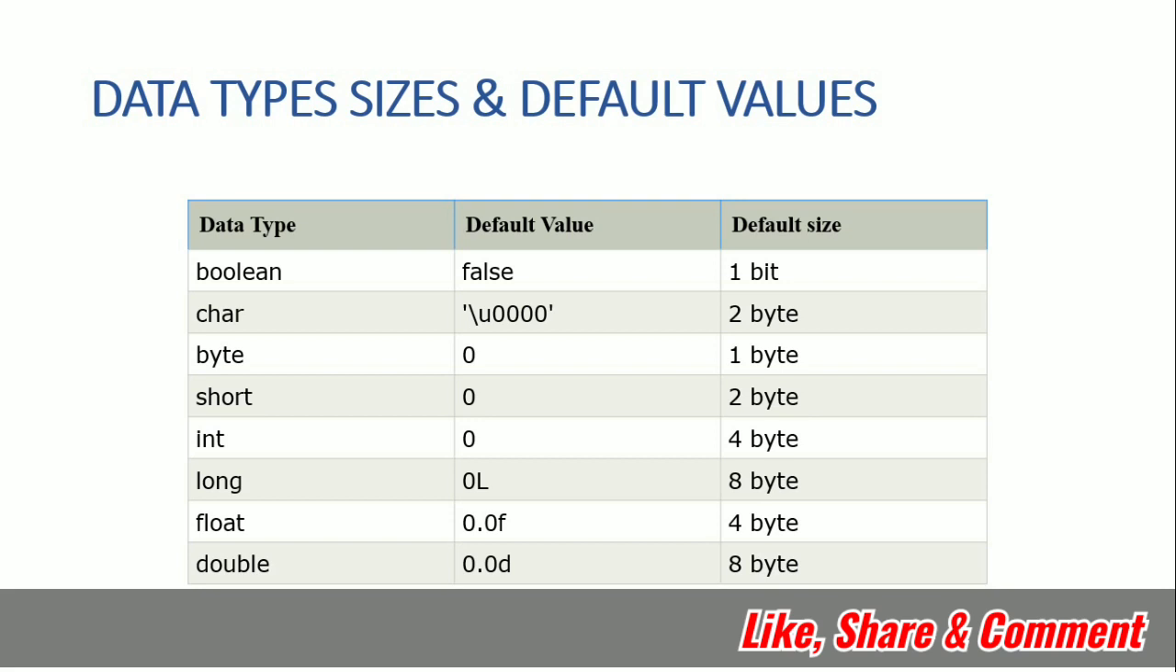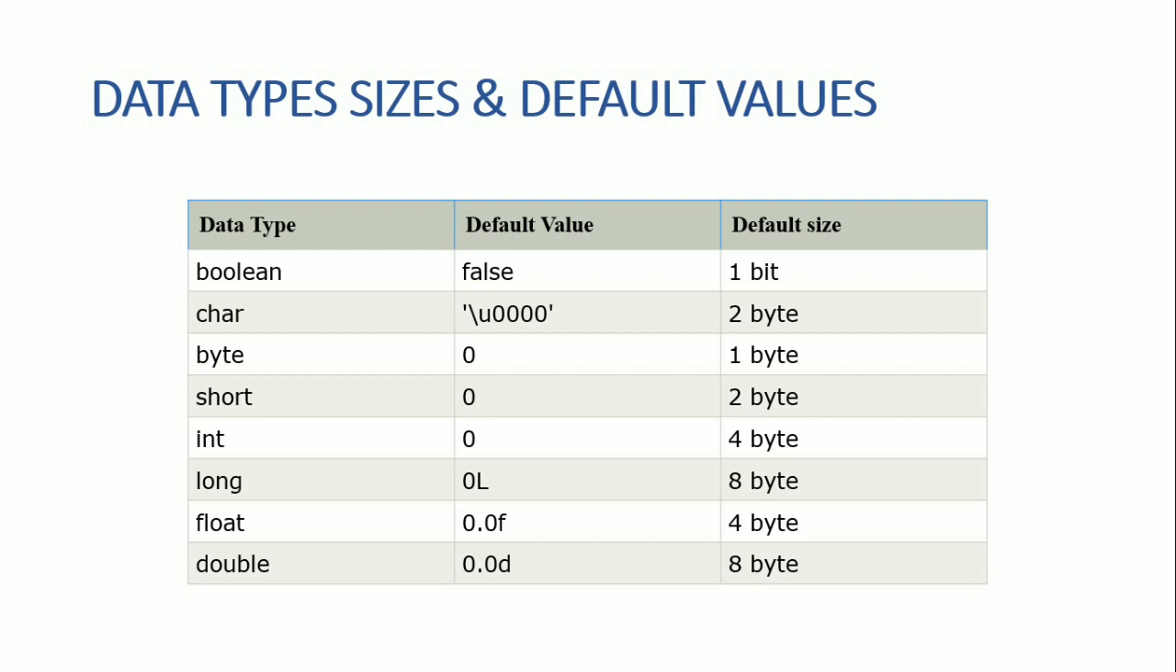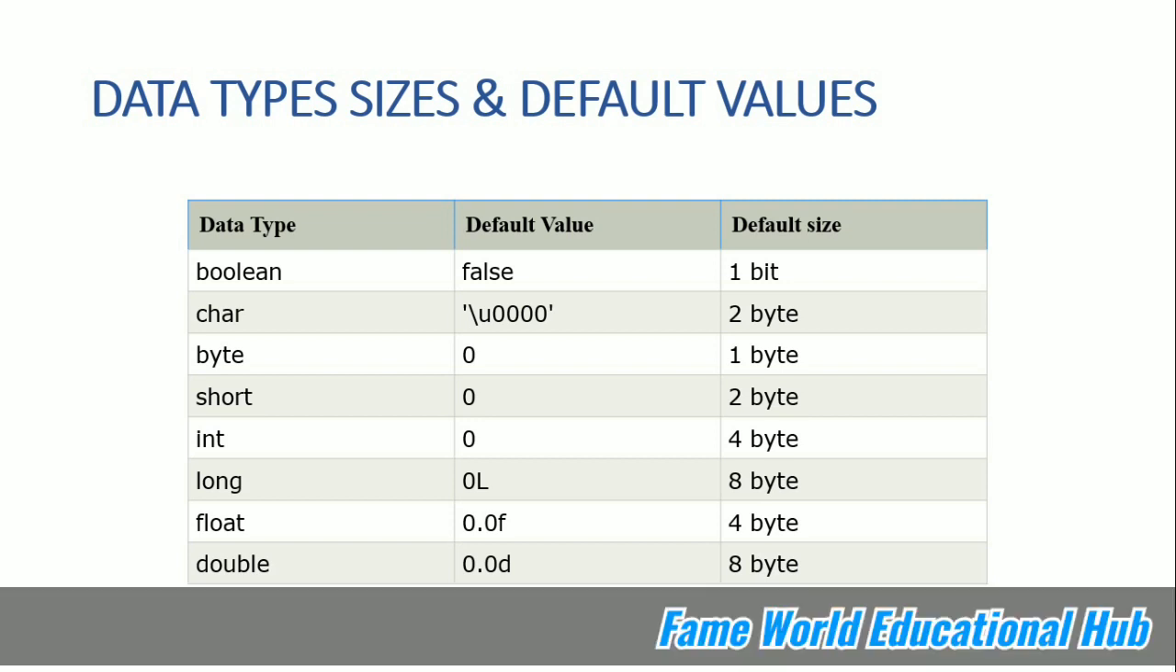Now we talk about the default value. The default value is the value which is set by default, that is, it's already given. When we assign some value to the variable, then it is changed. If we do not assign any value to the variable, then the default value will not be changed. You can see that for boolean, false is the default value. Boolean only has two values, true and false, and false is the default value.